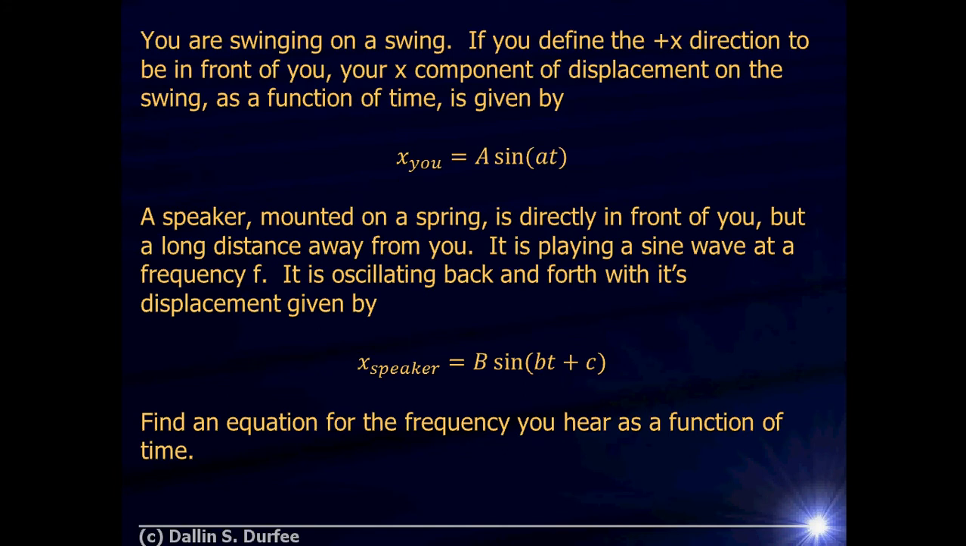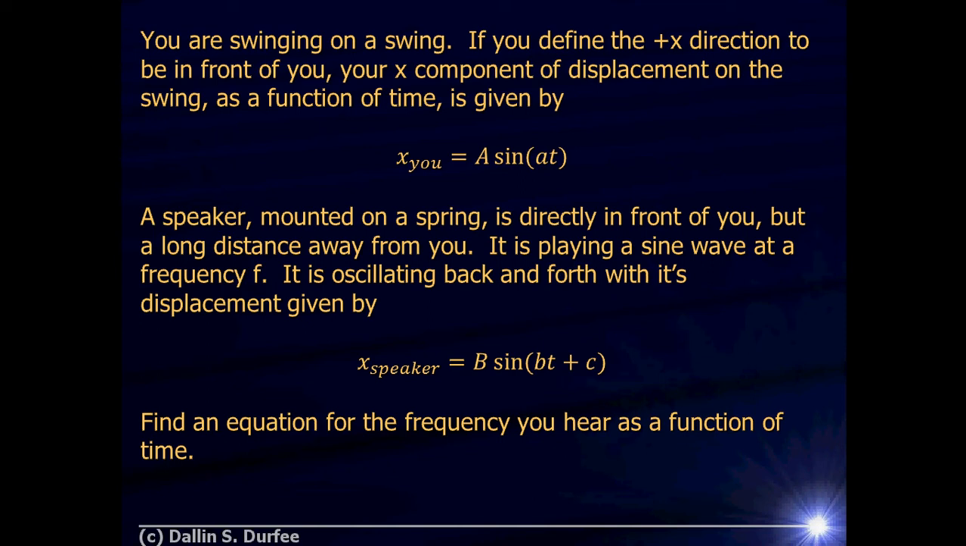Okay, so now here's a really hairy problem, but it'll turn out not to be hairy once we just understand how to do it. You're swinging on a swing. If you define the plus x direction to be in front of you, your x component of displacement on the swing as a function of time is given by A sine at.